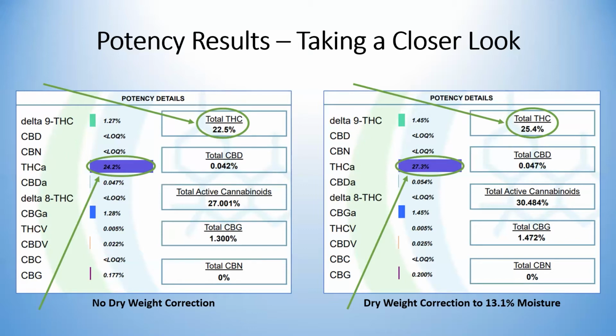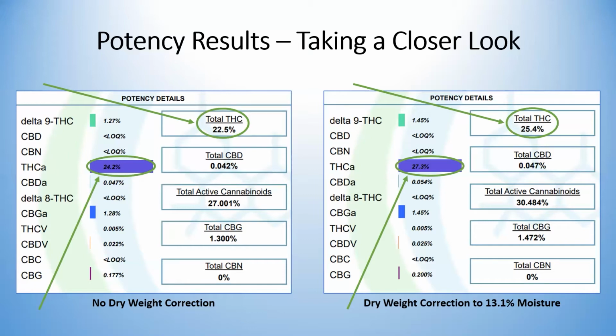That may then in turn result in the 25.4% product being sold for $45.08, while the 22.5% product is sold for $30.08. If the flower truly has a moisture of 13.1%, then this would not be false advertisement and the bud would be truly that potent. However, this is where the problems arise.